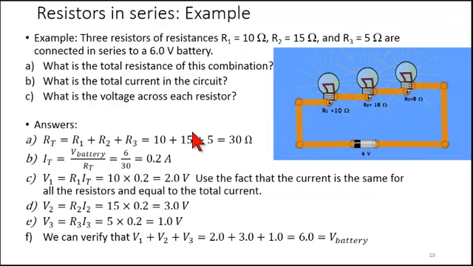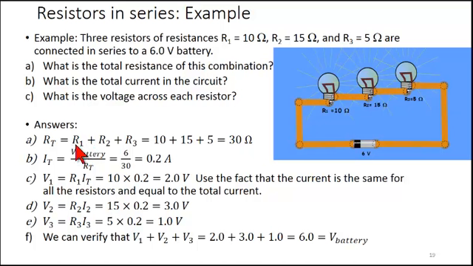So here's that in an example. In this example we have three resistors, 10 ohms, 15 ohms, and 5 ohms. They're connected in series, just like in that previous picture. And all of that is connected to a 6-volt battery right here. So the questions are, what is the total resistance of this combination? What is the total current? And what is the voltage across each resistor?